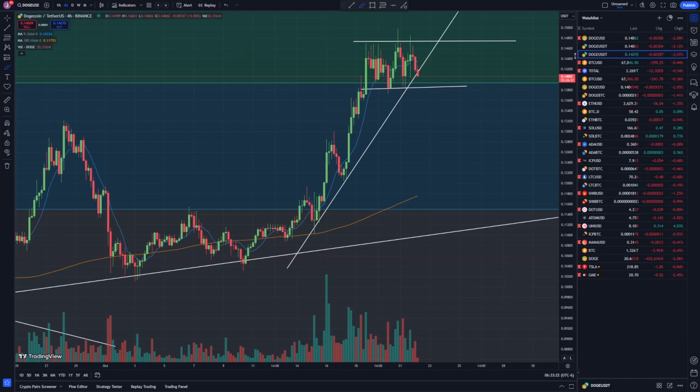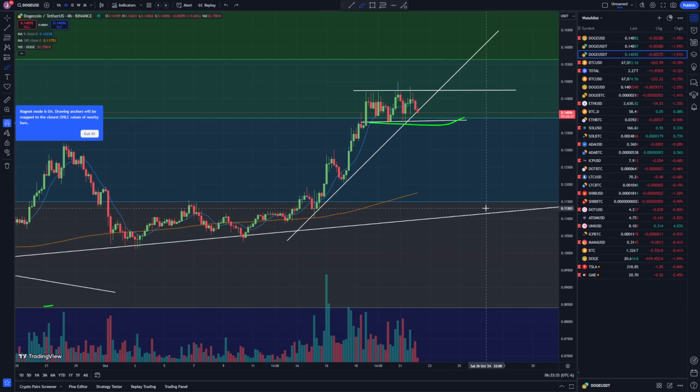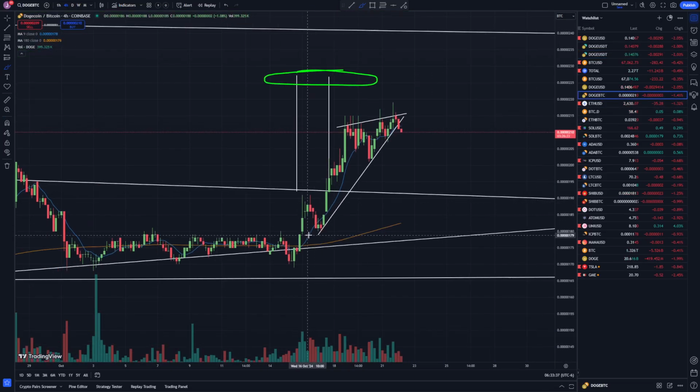But okay, the main things that we're watching is we have the trend line. Looks like it's testing it, if not breaking it. We're going to have to watch this support line right here. If that breaks going to the downside, I think it might come back down here. The other thing is Dogecoin to Bitcoin. Looks like we had some support. It looks like we're breaking it now and coming back down.